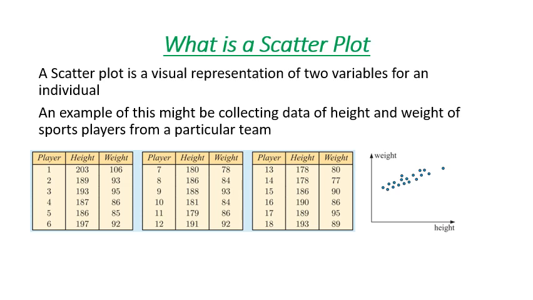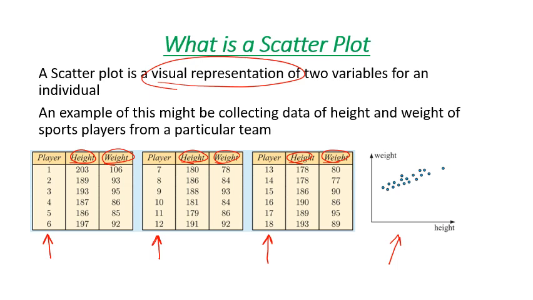A scatter plot is just a visual representation of two variables for an individual. So an example might be collecting data of height and weight of sports players from a particular team. So you can see here we've got our players. I'd say this is a football team, given that it's got 18 players. We've got our height and our weight of each of the players. So that's our two variables. And then we've managed to put it on a scatter plot, which is here.